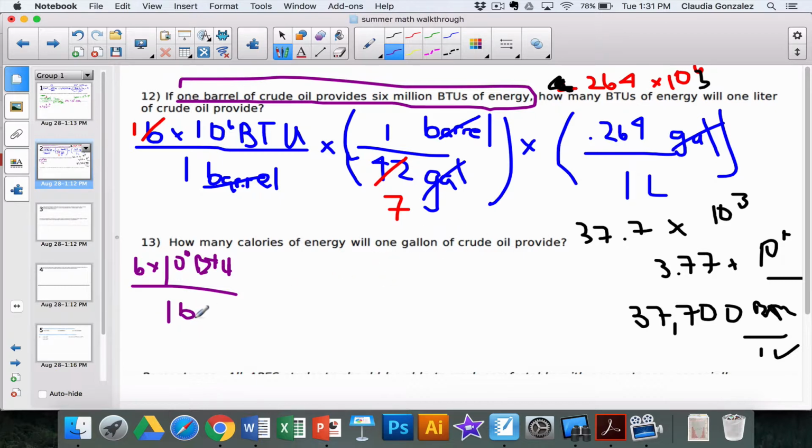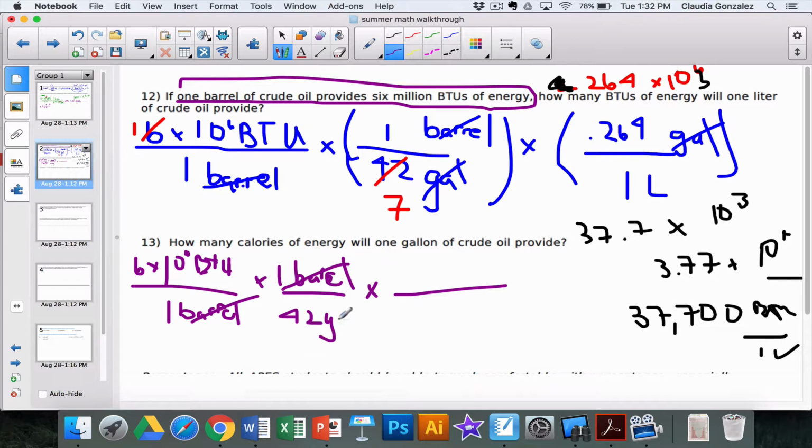All right, let's see if I can sort of start off. It looks like I may be able to start off like I did up here, right? Because at least this one down here will give me how many BTUs there are in a barrel. I mean in a gallon, because I cross out the barrels. And I have my 42 gallons. This is an equality that is given at the very top of the page. All right, now I want to know how many calories of energy this 1 gallon, let's write gal so I don't think it's grams again, will provide.